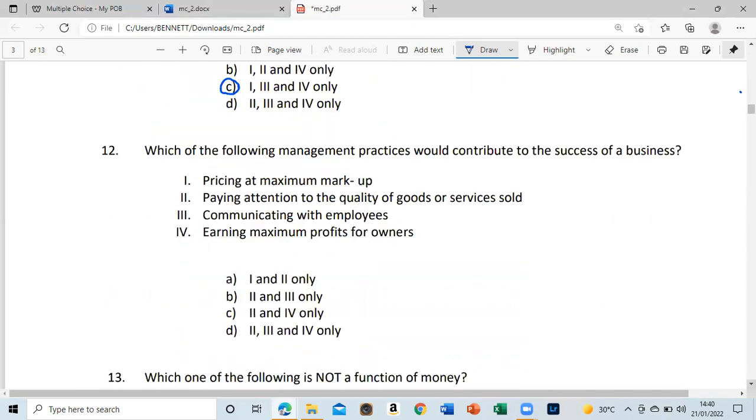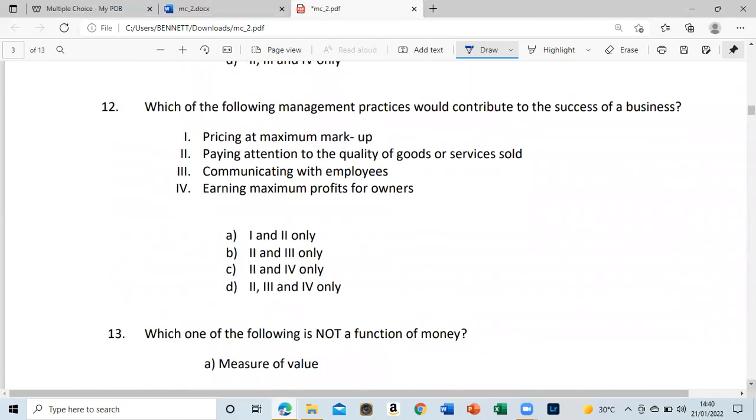Let's move on to 12. Which of the following management practices would contribute to the success of a business? 1. Pricing for maximum markup. 2. Paying attention to the quality of goods and services sold. 3. Communicating with employees. 4. Earning maximum profit for owners.